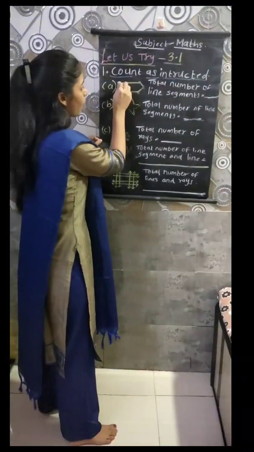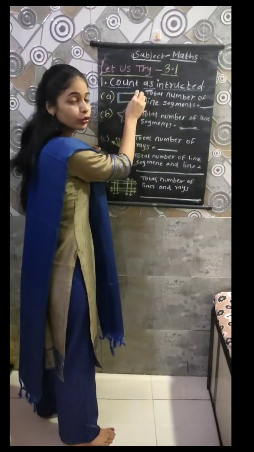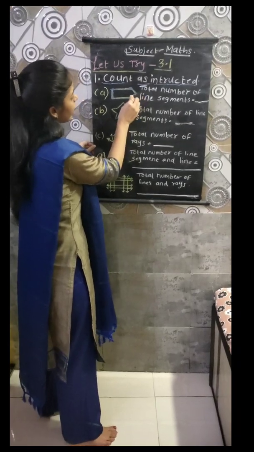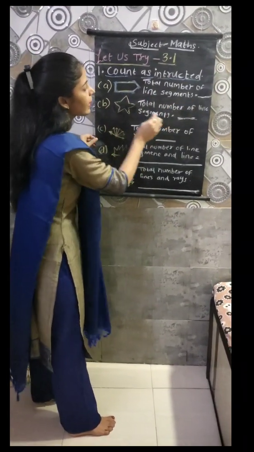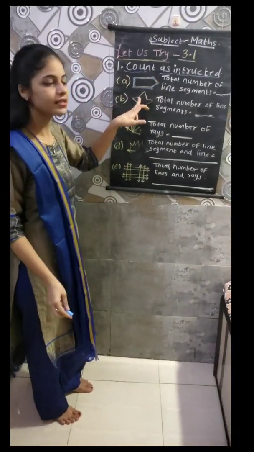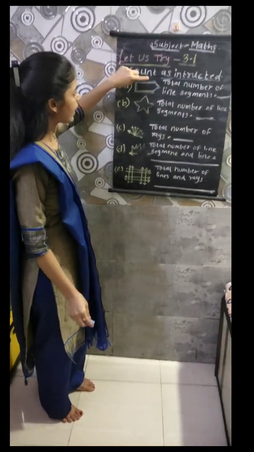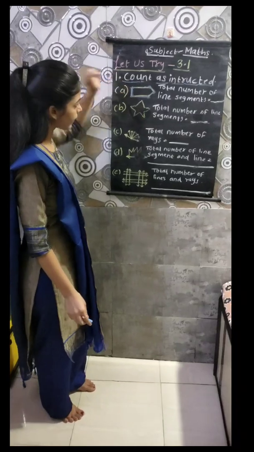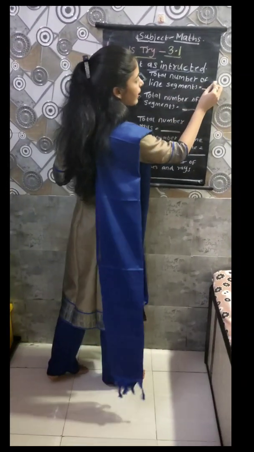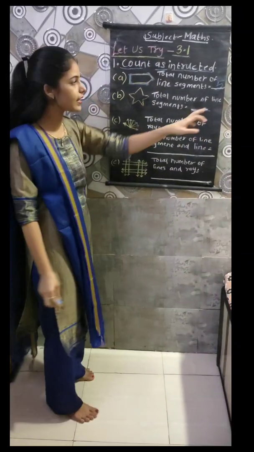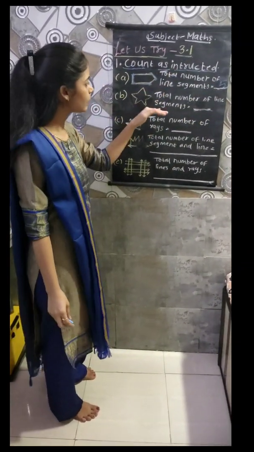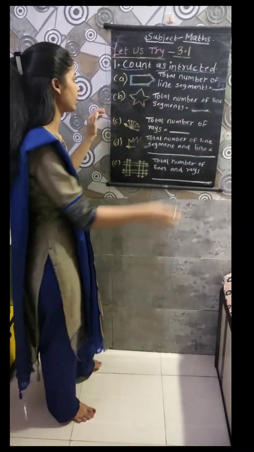Start from 1, 2, 3, 4, 5. So how many line segments are in this figure? 5. So here we have to write 5. Total number of line segments is 5. Let's move ahead to the next question.